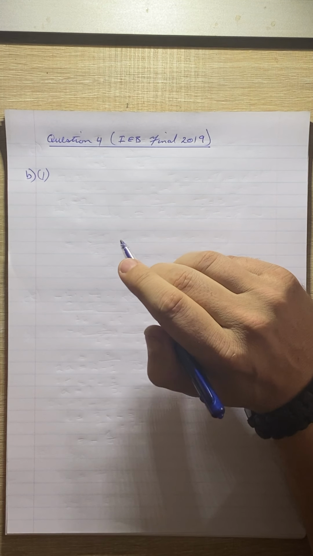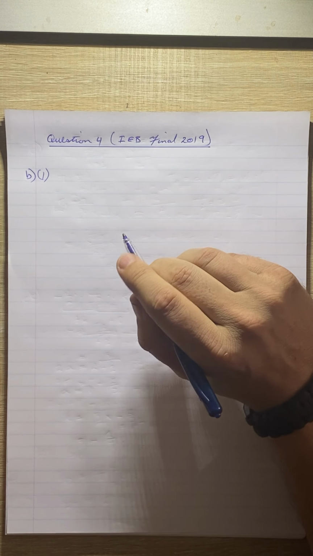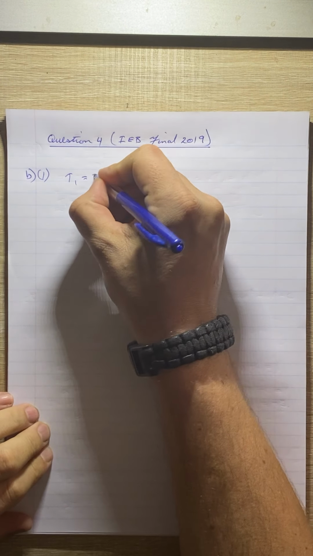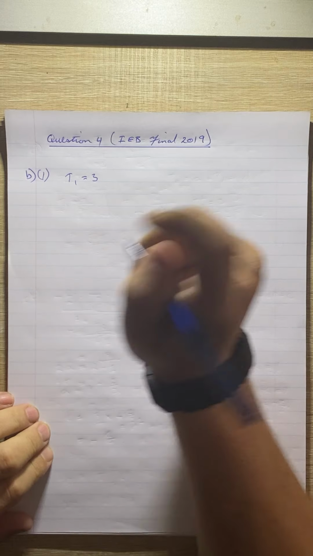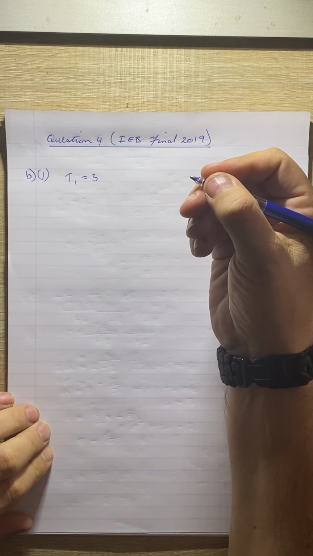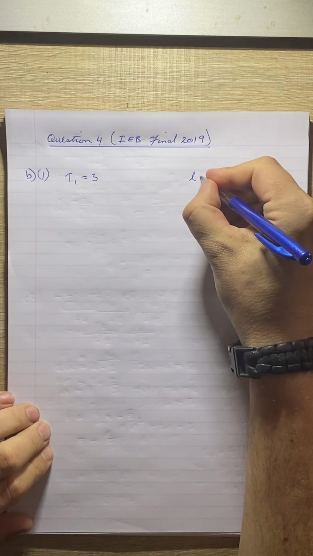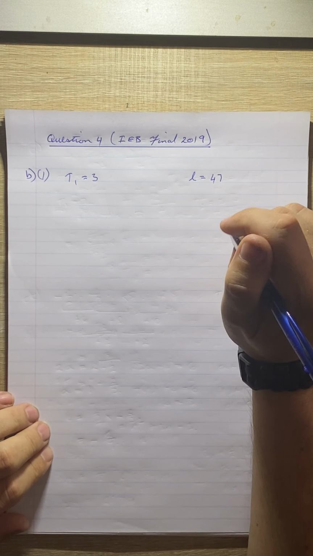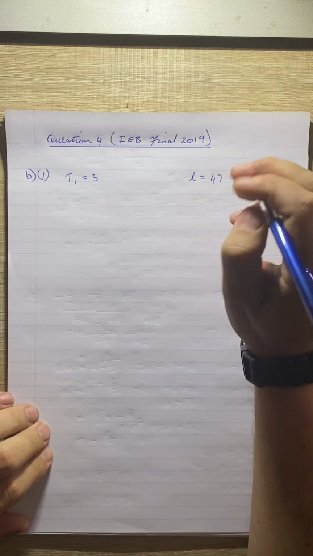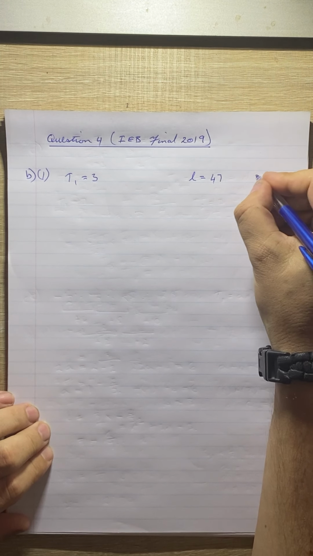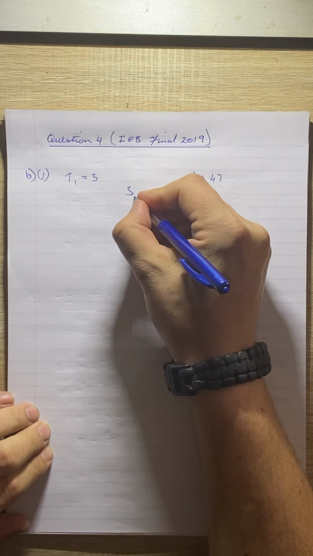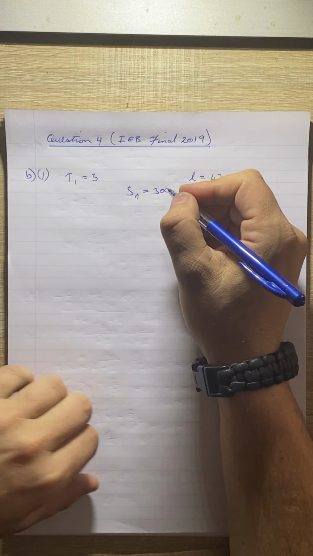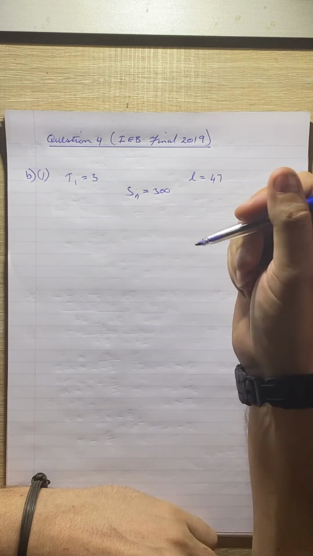It says an arithmetic series has a first term of 3. So write that down: first term is equal to 3. And the last term is equal to 47. And the sum of all the terms is equal to 300. Determine the number of terms in the series.